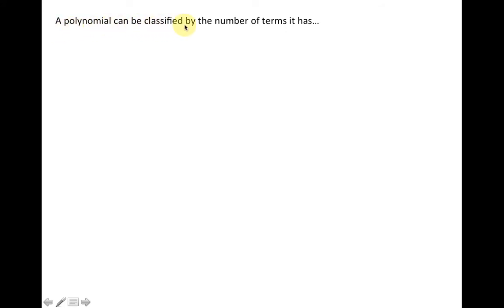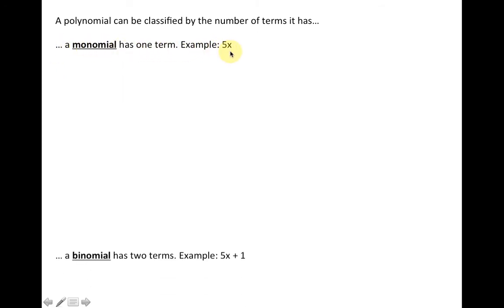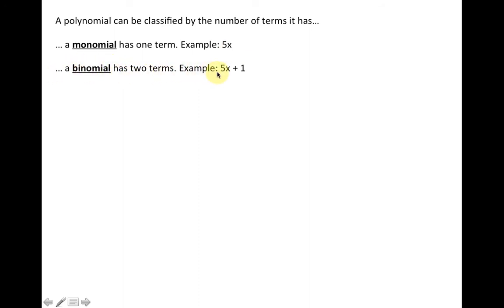Now, a polynomial can be classified by the number of terms that it has. A monomial has one term. An example of that is 5x. A binomial has two terms, and here's an example of that, 5x plus 1. A trinomial has three terms. For example, 5x plus y take away 1. If it has more terms than that, we don't get into specific names. We just refer to them as polynomials. In fact, all three of these are polynomials, and there are more. You could have something that has 4 terms, and that would still be considered a polynomial.